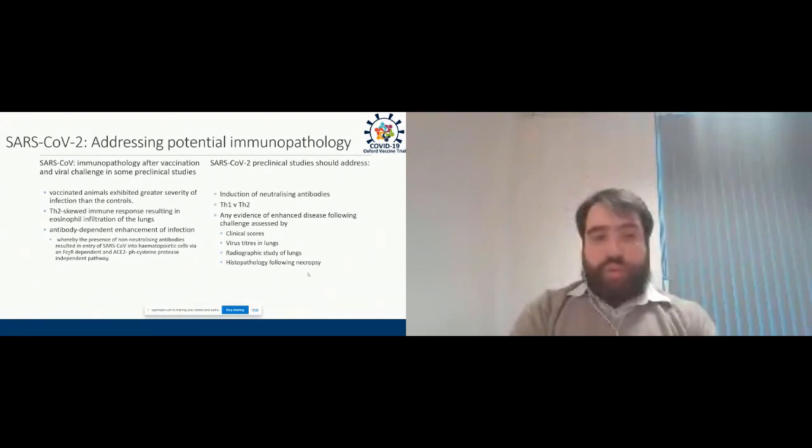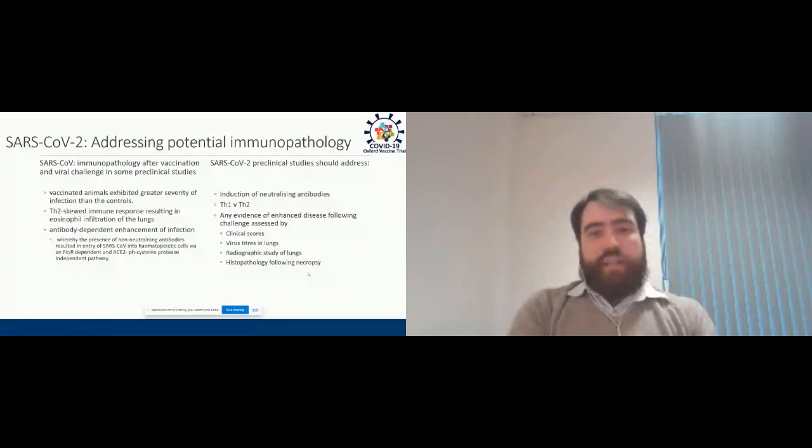So SARS-CoV-2 preclinical studies should mostly address the ability of inducing not only binding, but neutralizing antibodies, given the concerns about antibody-dependent enhancement mediated disease. They should also predominantly drive a Th1 versus a Th2 response, and any evidence of disease enhancement should be assessed.